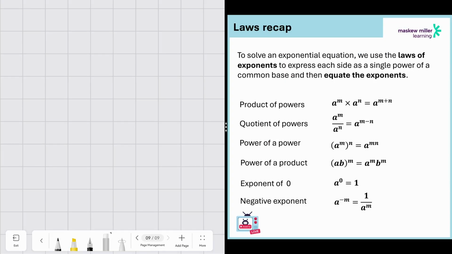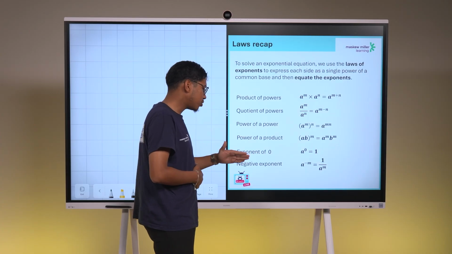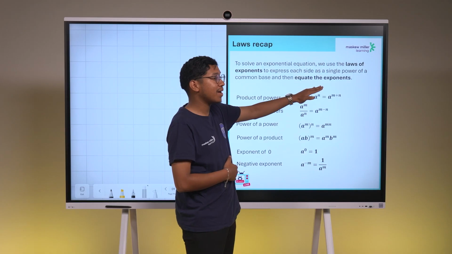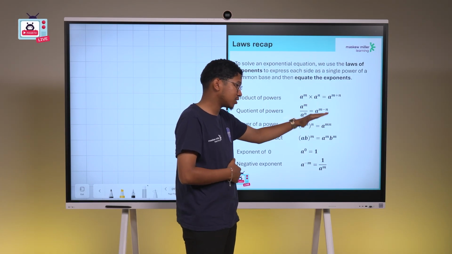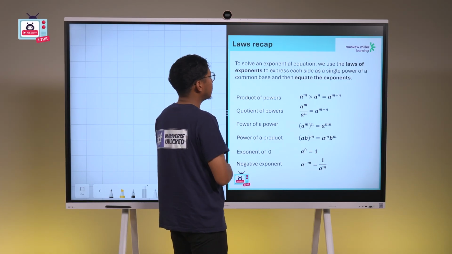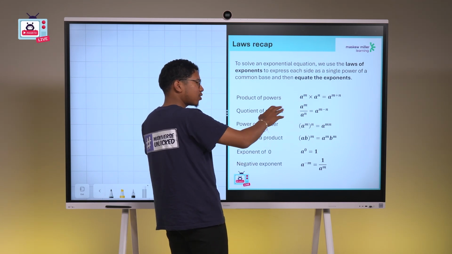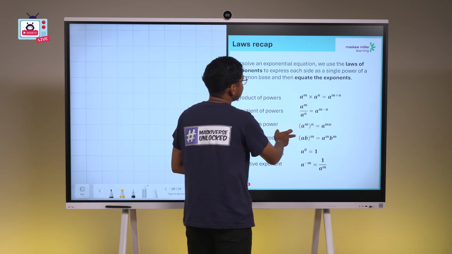So it's the product law, quotient, power of a power, power of a product, exponent of 0, as well as the negative exponent, right? And we're going to come back as a reference to all of these laws once we go and solve the problems, all right? So just keep these laws in mind, the product law, the quotient law, etc.